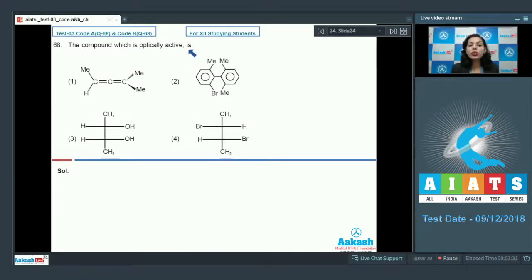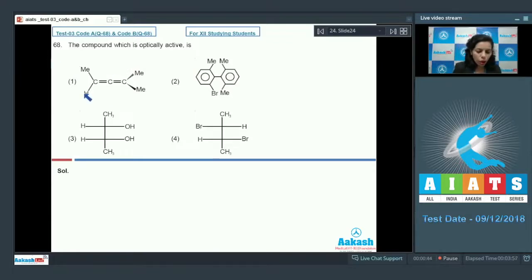The compound which is optically active is... What are the conditions of optical activity? We know that if a certain compound contains a chiral carbon, meaning an asymmetric carbon is there, then definitely it would be optically active. But in certain compounds, due to the presence of elements of symmetry, compounds become optically inactive. So we just have to check the given compounds first.